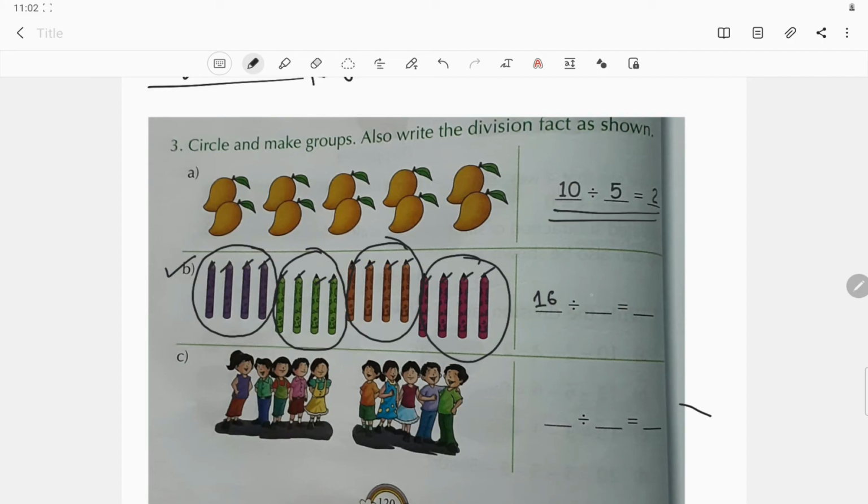Clear? That means if you divide 16 by 4, you will get 4 groups, because each group will contain different color of pencils. This is violet color, this is green color, this is orange color, this is pink color. So each group has different color pencils and each group contains 4 pencils. So I can make a group. So I did. And how many groups are there? 4 groups. So 16 pencils are there and I made 4 groups and each group contains 4 pencils. So if I write in the division fact, that will be 16 divided by 4. The answer will be 4.